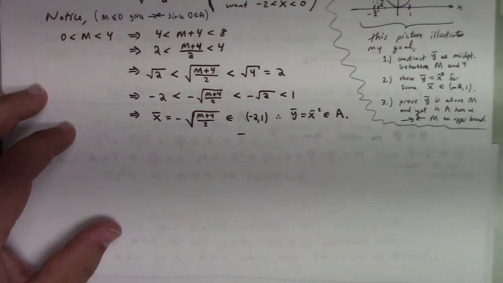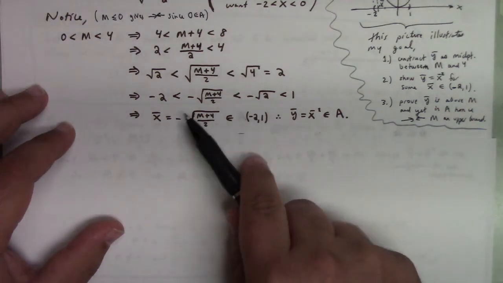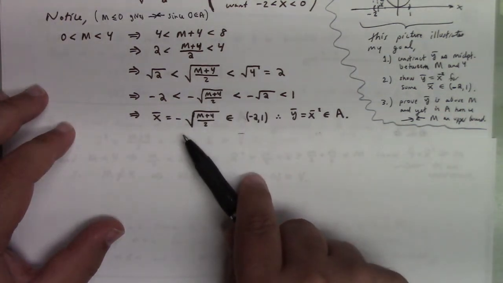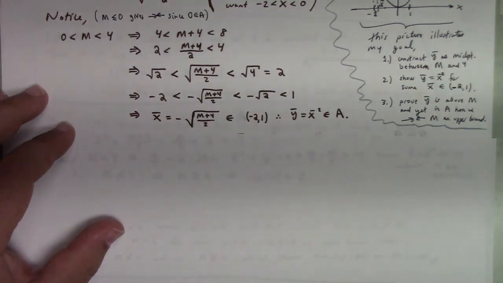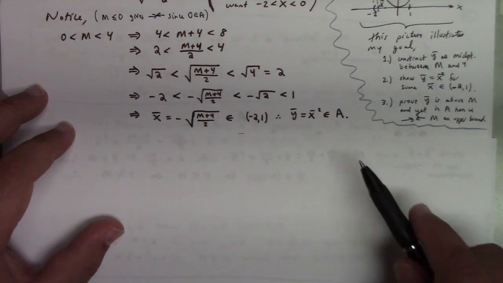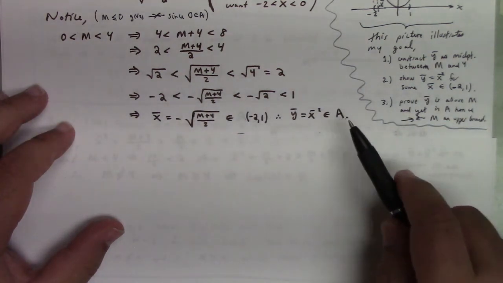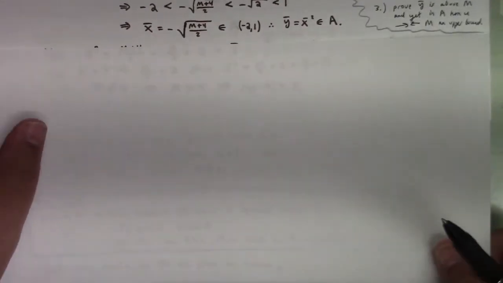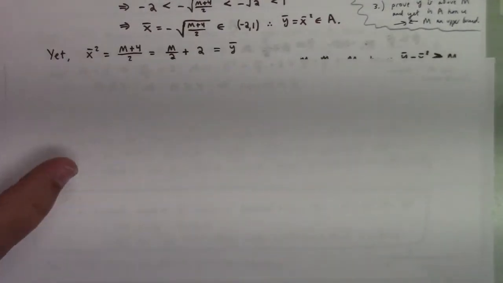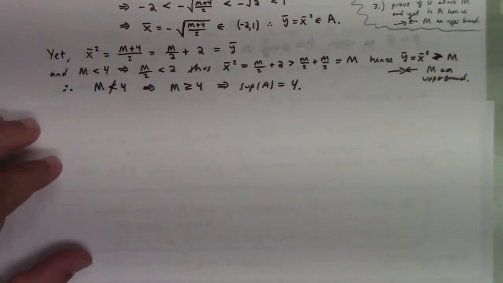But that is what we need to see that x bar, which is this, is an element of the interval from minus 2 to 1. So consequently, the square of x bar, which we say is equal to y, is an element of A. Alright, so in other words, my picture is reasonable. In fact, that stuff works out.